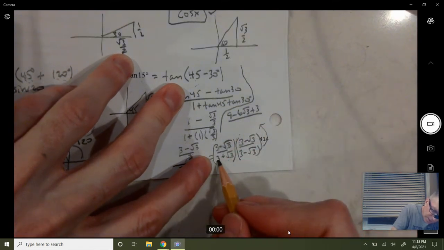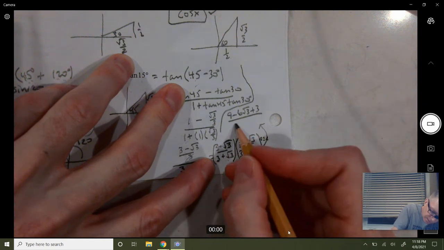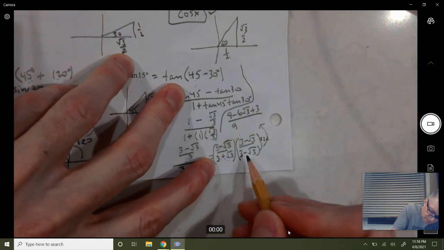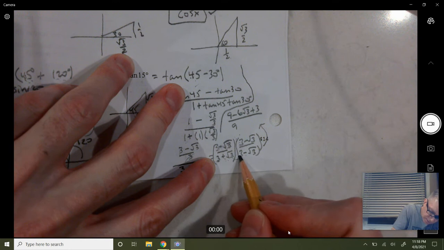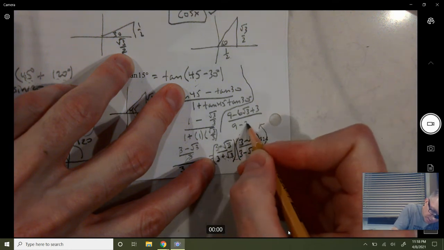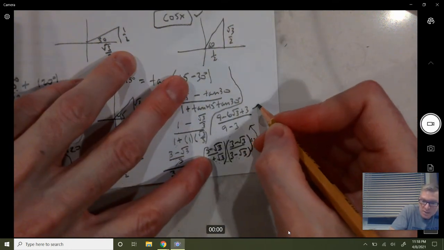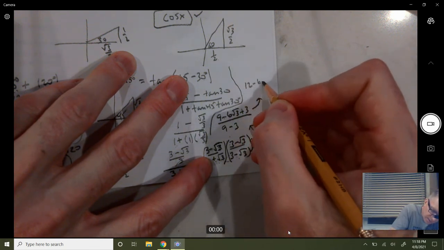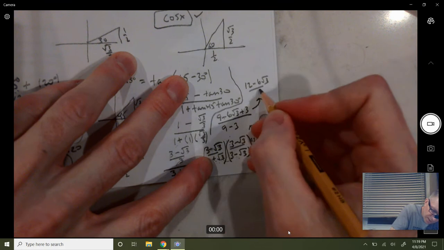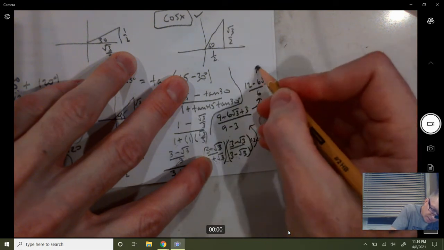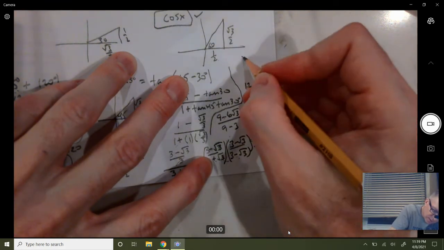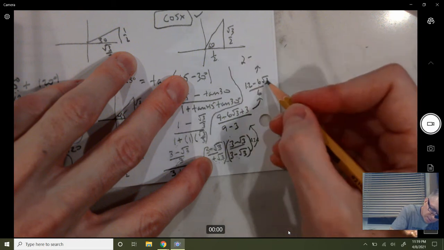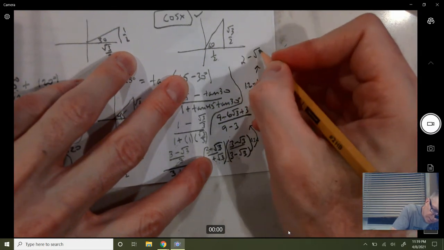On the bottom, we're going to get 9. And notice it's a plus and a minus, so the outers cancel and the inners cancel, and then we get minus 3. Okay, let's move up this way. That's going to be 12 minus 6 rad 3 divided by 6. And finally, 12 divided by 6 is 2, minus 6 rad 3 over 6 is rad 3.